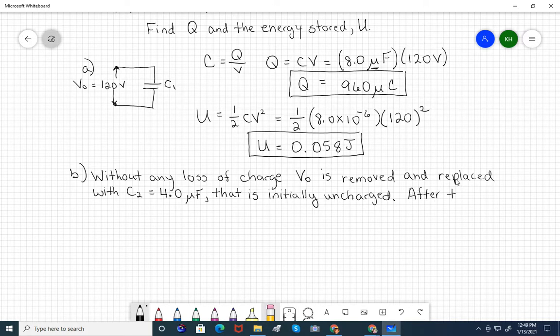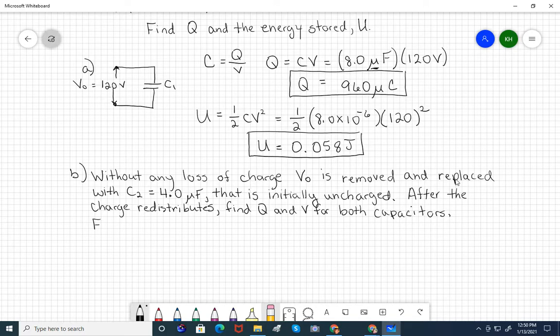After the charge redistributes, find Q and V for both capacitors. Then find the total energy stored.